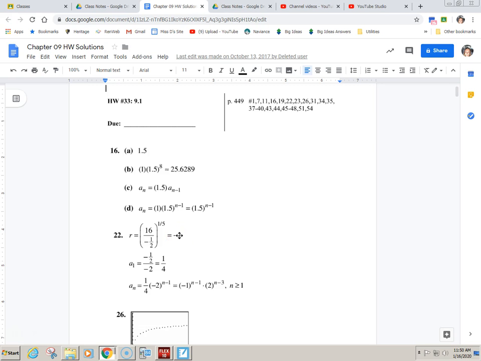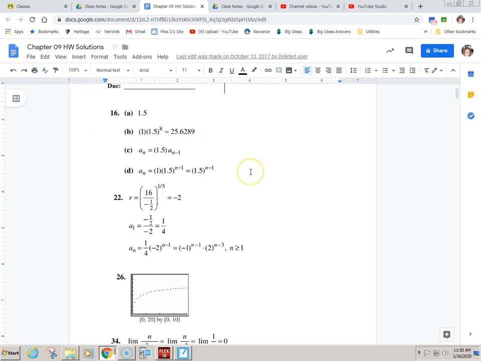Section 9.1. Number 16, A, B, C, D. I'll let you guys check. Ooh, we have a recursive rule. Ooh, we have an explicit rule. Number 22, plugging in, simplifying and solving, and getting an explicit rule.